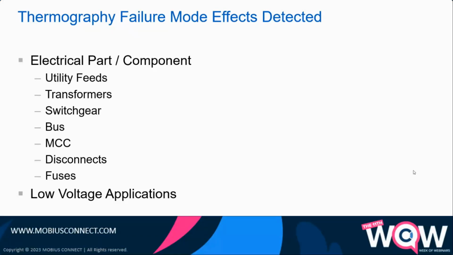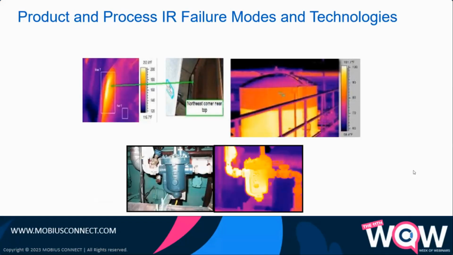Next slide, please. The one thing I didn't mention was IR is also very effective in product and process failure mode identification. These are just some examples. Top right is a tank, where you can see the tank level of fluid. On the left-hand side, insulation breakdown in a furnace, right? Hot spots in a furnace. And on the bottom is showing the operation of a steam trap, if it's functioning correctly or not. Next slide, please.